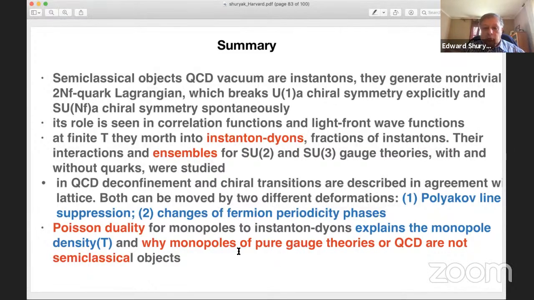So the lesson is you should either use this language or that language, but not mix them together, because they are actually dual to each other. Furthermore, I would say any non-trivial phenomenon in non-perturbative QCD should have two explanations, one in this language, one in that language, which will look different, but at the end of the day would be the same. Because these are just two different ways of treating the same system. That's a kind of interesting duality. It's not like other dualities.